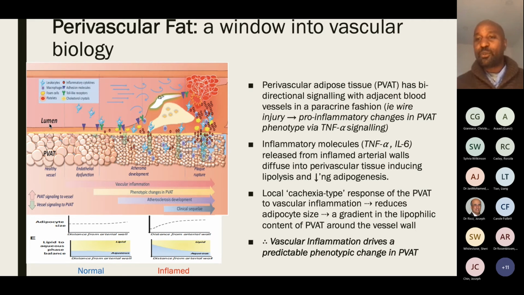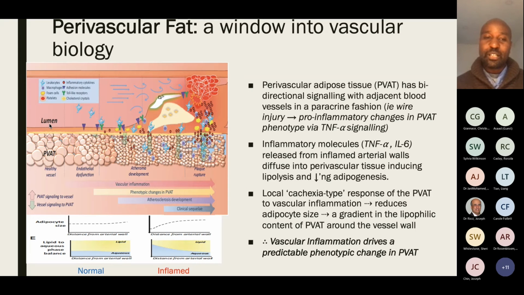And this was seen when, if you induce wire injury in a coronary artery, you get pro-inflammatory changes in the perivascular adipose tissue via TNF-alpha signaling. So it will actually change the phenotype of that fat. Inflammatory molecules such as TNF-alpha and interleukin-6 that are released from inflamed arterial walls diffuse out into the perivascular tissue, and they induce lipolysis as well as decrease adipogenesis, so they reduce the actual formation and differentiation of new fat cells in this tissue. And so it invokes a sort of local cachexia-type response of this perivascular fat to the vascular inflammation.